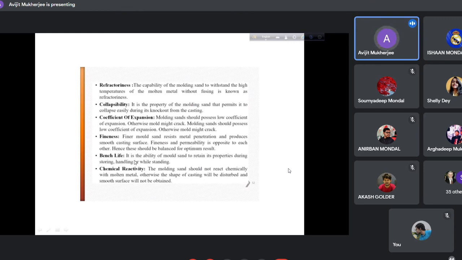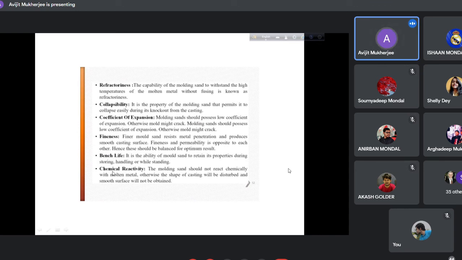Bench life is simple. Molding sand should retain all its properties during its total use. That is, when we are procuring the sand, storing it in inventory, handling and using it, and sometimes the material remains idle, all these are the bench life. We can't use, say, sand we procured 10 years back, because by this time many properties may have deteriorated. So there is obviously a bench life.